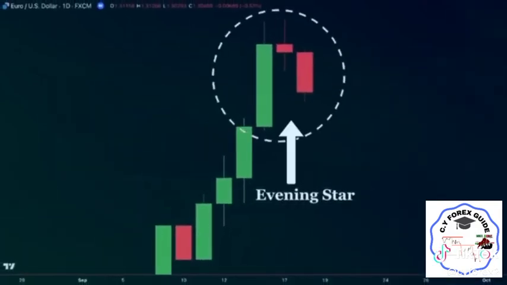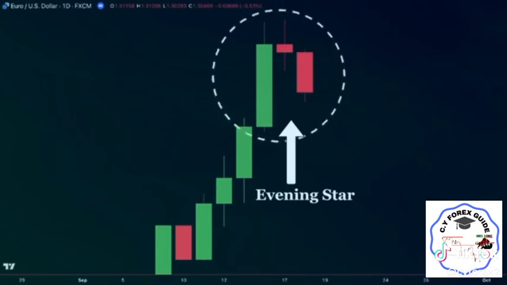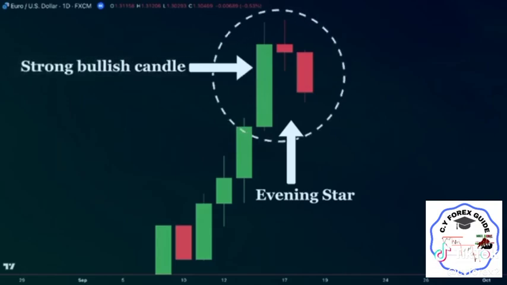The evening star is a powerful bearish reversal pattern that signals a potential shift from an uptrend to a downtrend. It consists of 3 candles and forms at the top of an uptrend, warning that buyers are losing strength and sellers are taking control. The first candle is a strong bullish candle, showing that buyers are still in control.